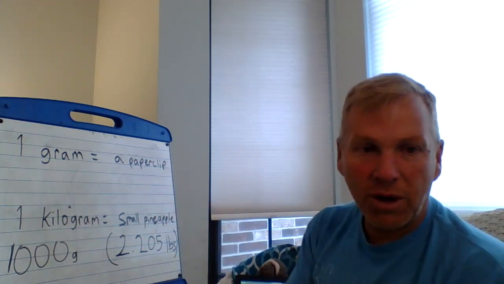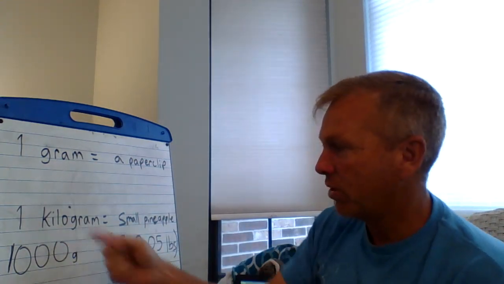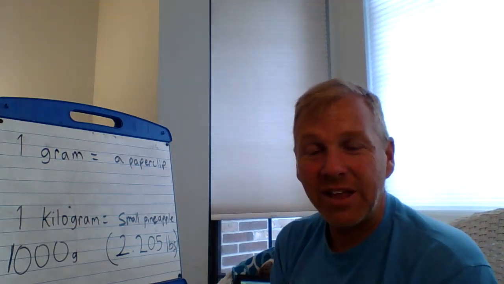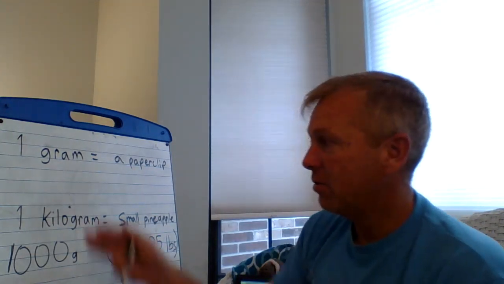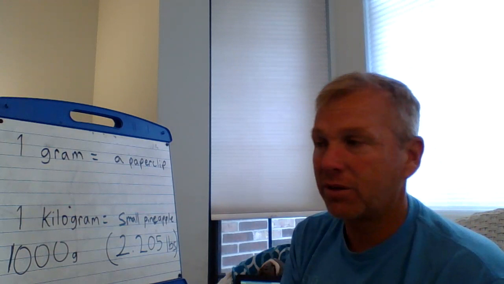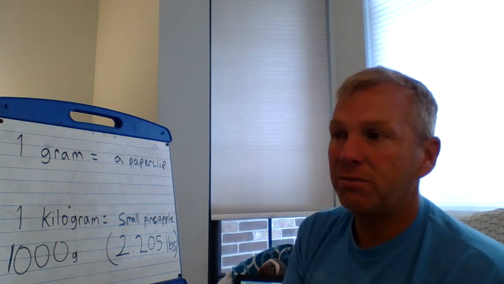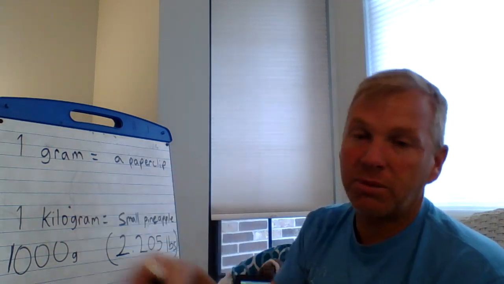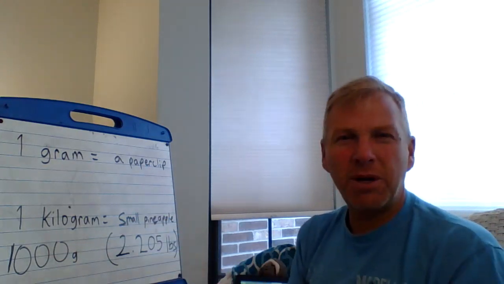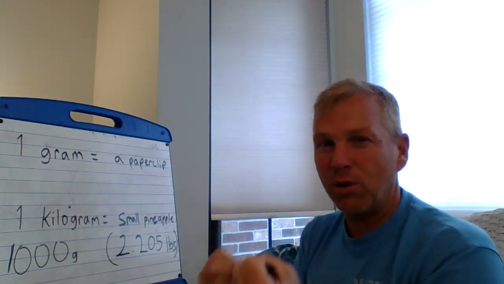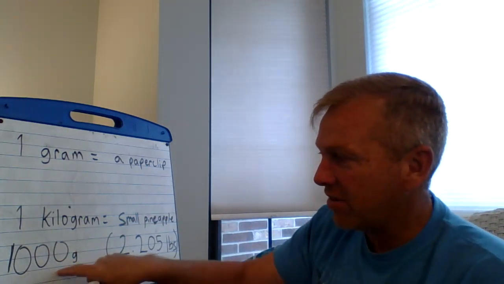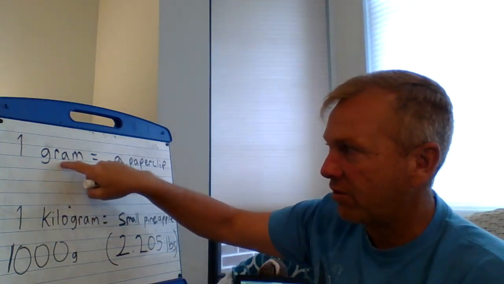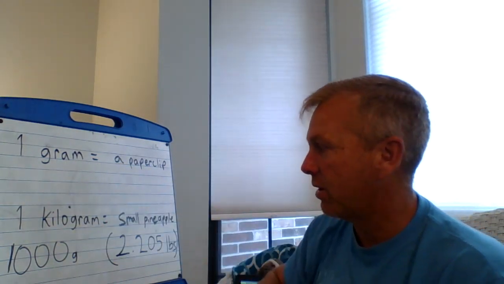So 1,000 things that weigh about the size of a paper clip equals 1 kilogram. Notice again, just like with length, we're using those thousands, when we talked about 1,000 meters equals a kilometer. That's what makes the metric system kind of easy to grab a hold of real quick, because we've got the same type of conversion here, where 1,000 grams equals 1 kilogram.